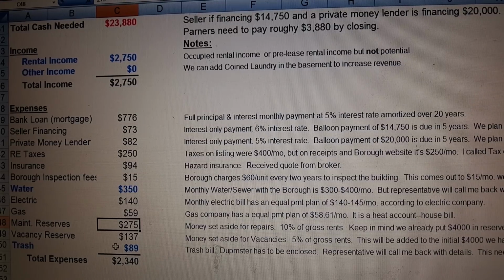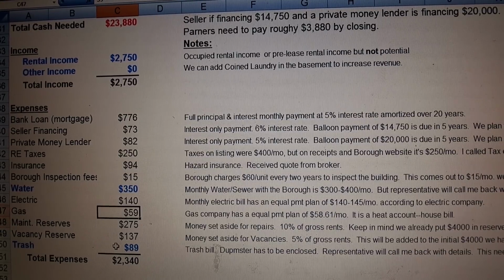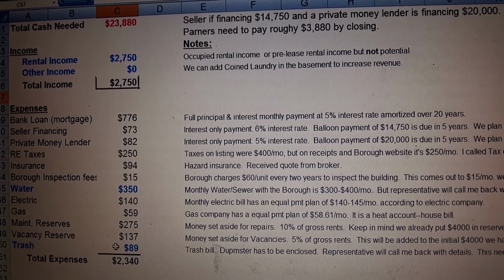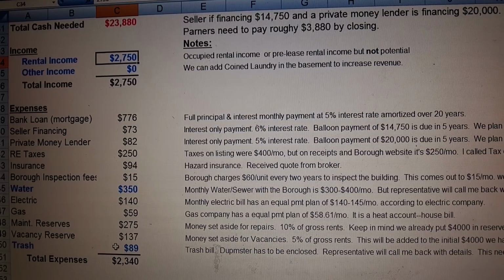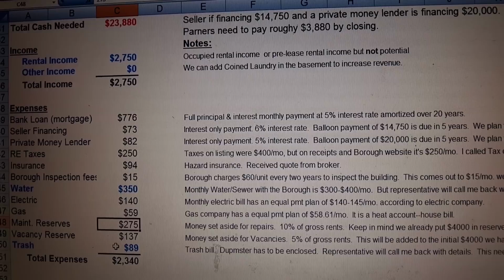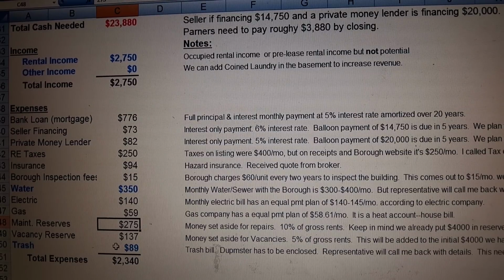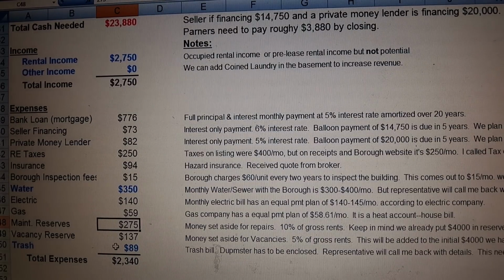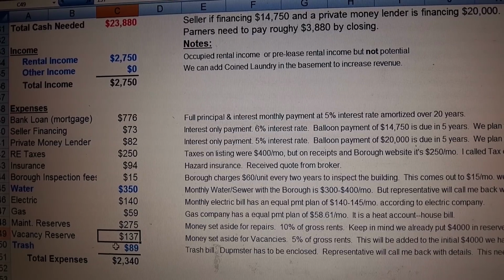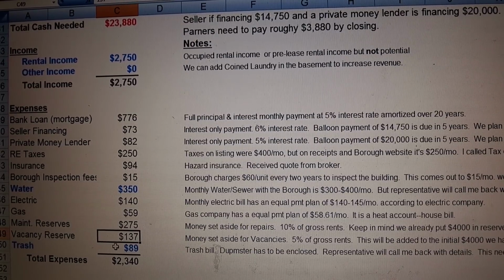I allocated $275 a month, which is roughly 10%, like I said, of the gross monthly rents, which is $2,750. So that's how I came up to $275. And again, we started off with reserves with $4,000 at closing. So every month for maintenance, we're going to be adding $275 to that pot. So every month that $4,000 is going to be growing by $275. But wait, there's more. It will also be growing by an additional $137 per month.